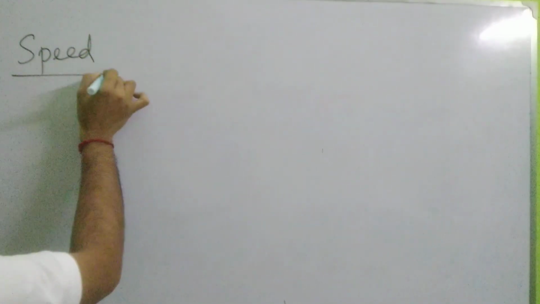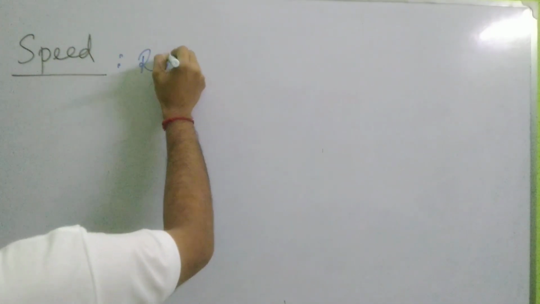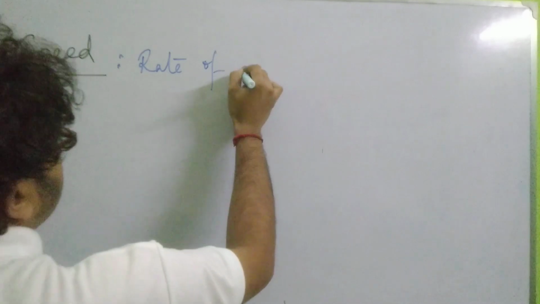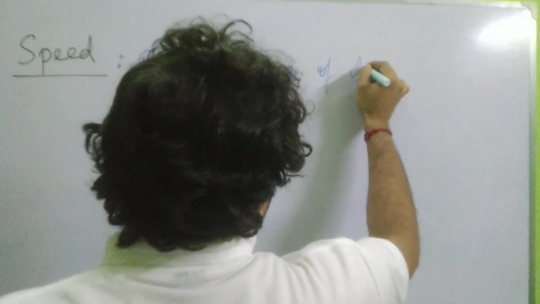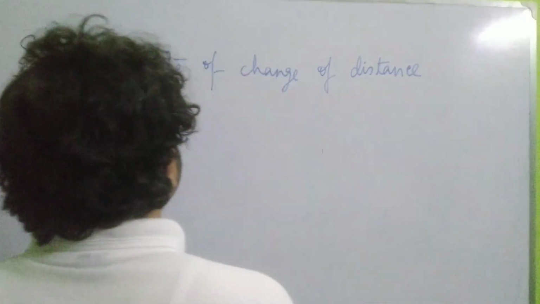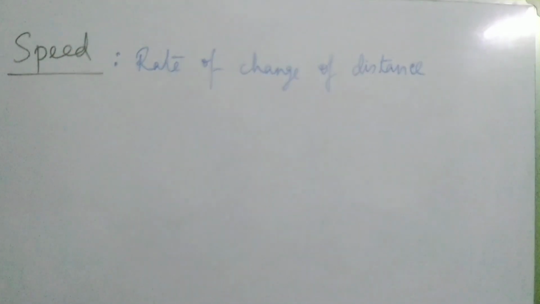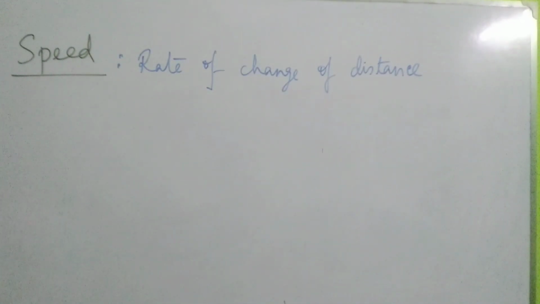So what is speed? Okay. Now, giving it the definition of speed, it is defined as the rate of change of distance. Okay, rate of change of distance is speed. Nothing but rate of change of distance. Simply, rate of change of distance is regarded as speed.